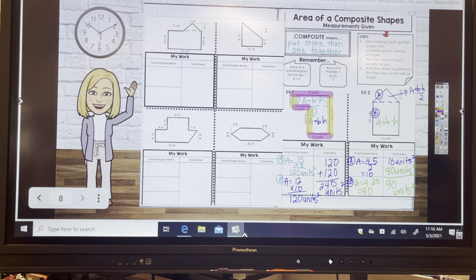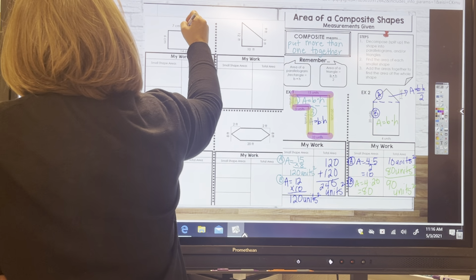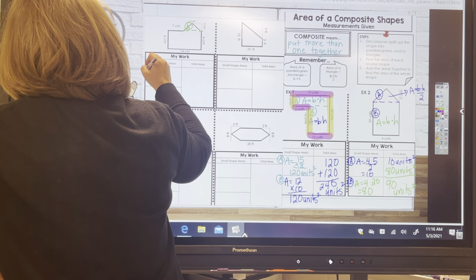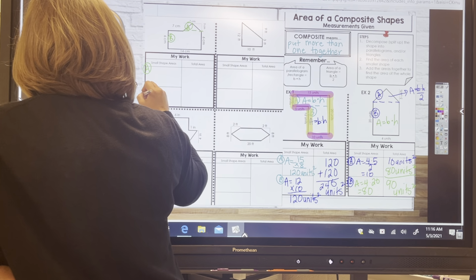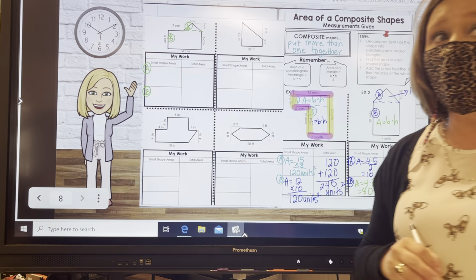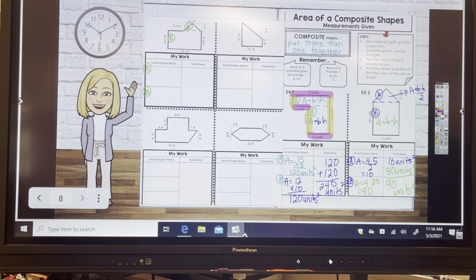Okay, actually, that was not a trapezoid. How many sides did that have? It was a pentagon. Do we know how to figure out the area of a pentagon? No, so we can't do that anyway. So we've got how many shapes? Two. A and B. We've got a triangle and a rectangle.